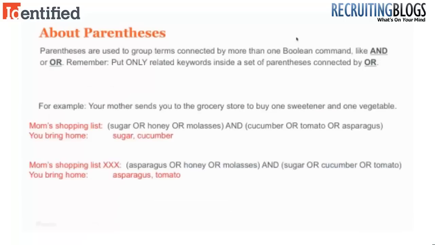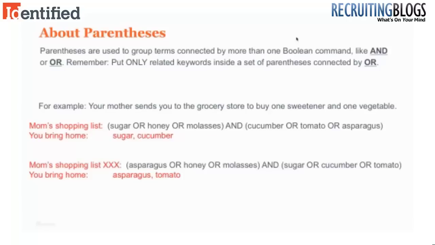Parentheses. Parentheses are used to group words that are connected by OR, and within the set of parentheses, they are all related. Now suppose your mother gives you a shopping list to go to the grocery store and bring back some kind of sweetener and some kind of vegetable. And this store is not known for being very well stocked. So this is the way Mom writes the shopping list for you. She says, look, if you go in there and you can't find sugar, get honey. If you don't have honey, get molasses. It doesn't matter. Just pick one out of these lists that I've got here in this set of parentheses.